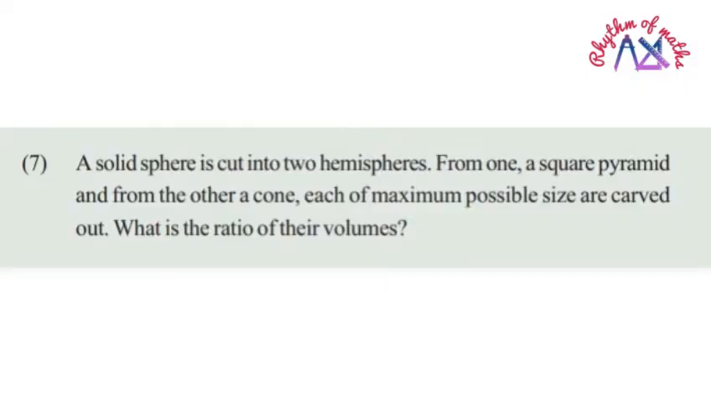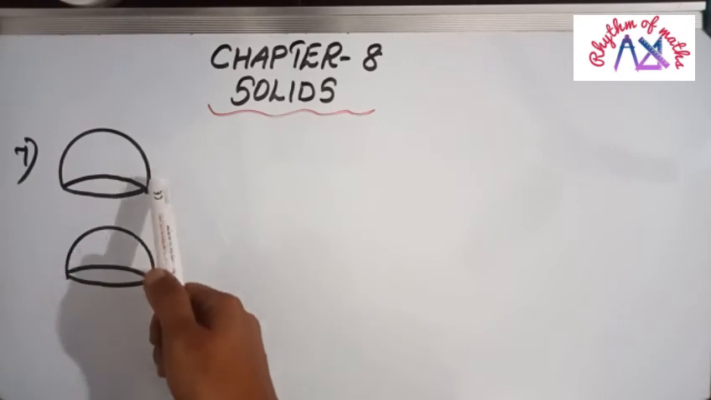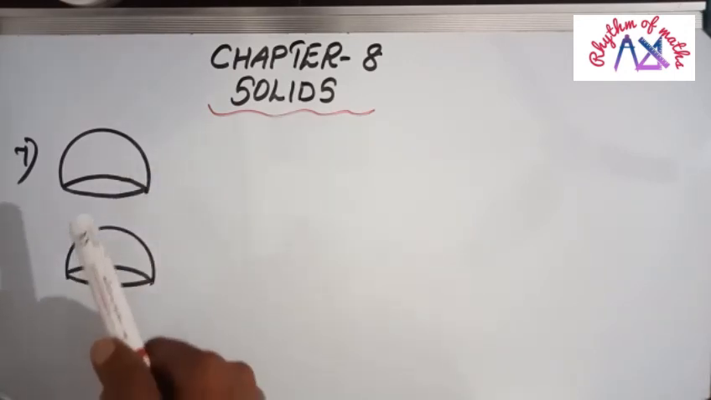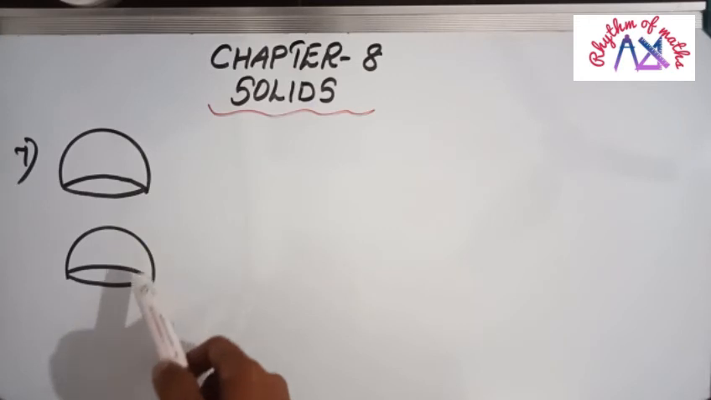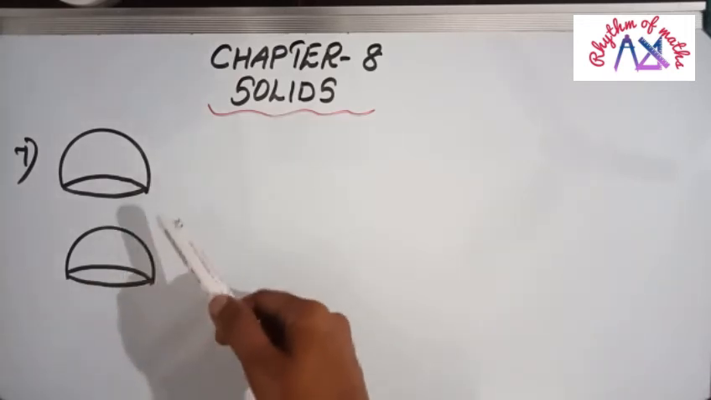Last one, question number 7. A solid sphere is cut into two hemispheres. From one, a square pyramid, and from the other, a cone, each of maximum possible size, are carved out. What is the ratio of their volumes? Here in this question, a sphere is cut into two equal hemispheres. Using the first hemisphere, a maximum size cone is created, and from the second hemisphere, a maximum size square pyramid is going to be created. The question is, what is the ratio of their volumes?